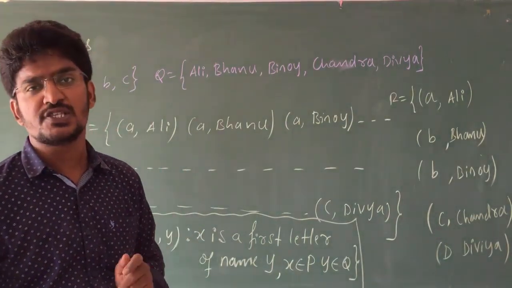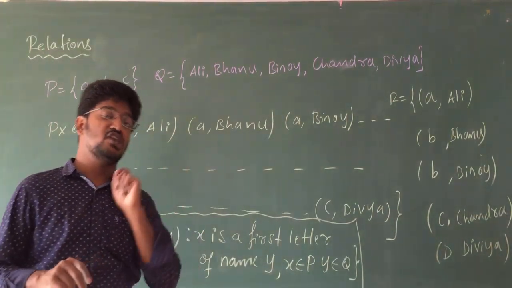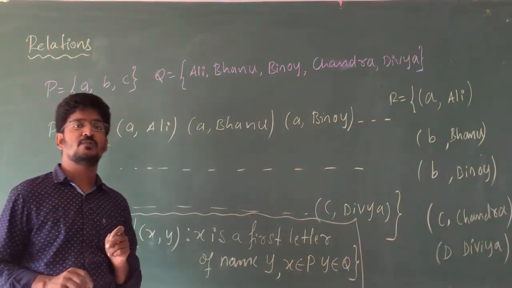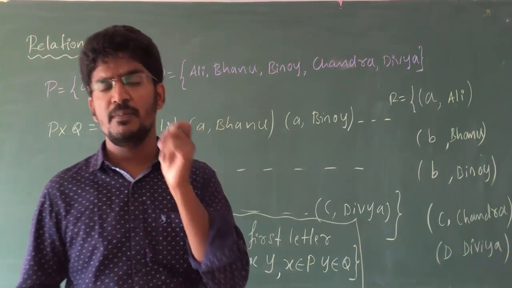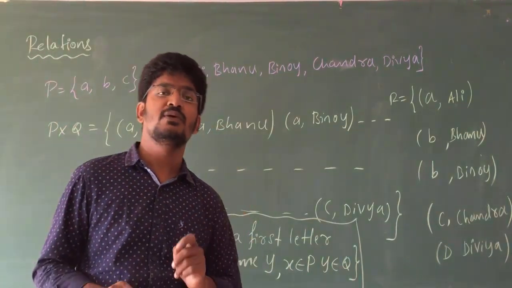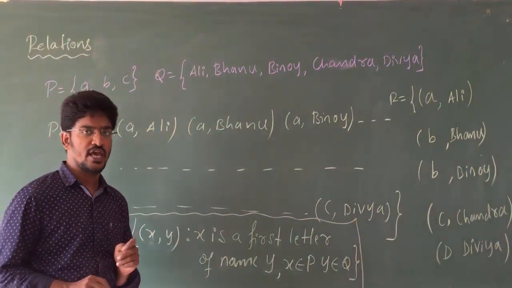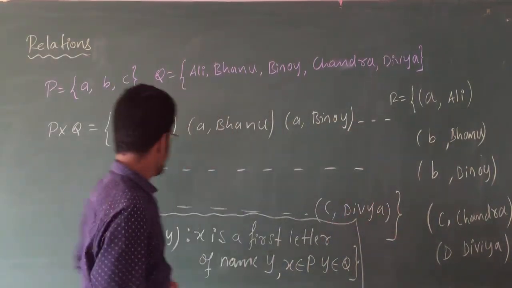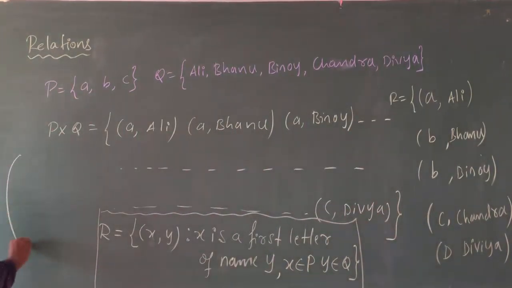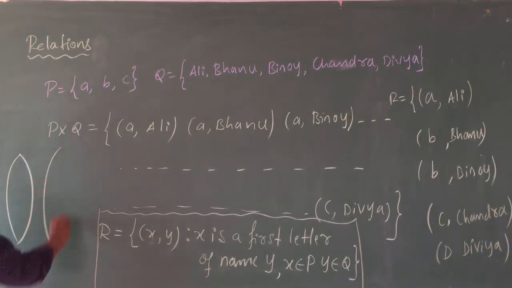What is P cross Q? P cross Q is the Cartesian product. How to write the Cartesian product? Ordered pair (a, b), where a belongs to the first set and b belongs to the second set. Clear? So this is your relation. Now I will write it in diagram form.